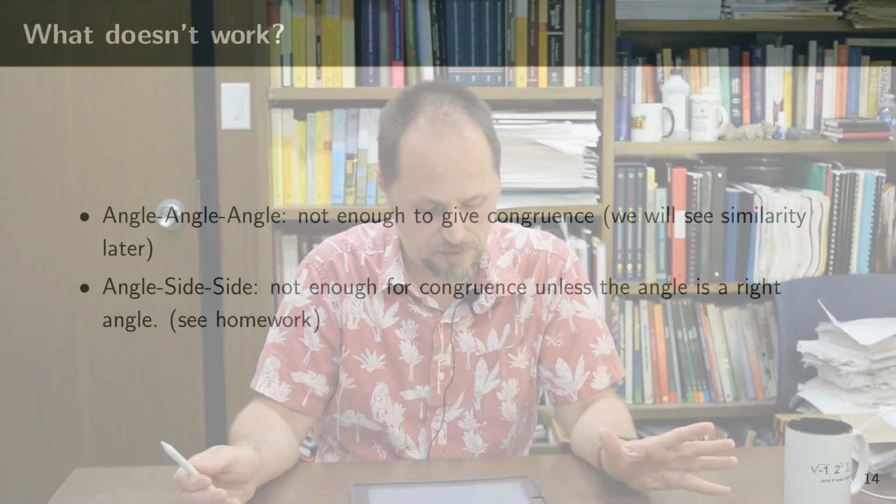So we have four congruence results. We have side-angle-side, which is actually an axiom, not a theorem. We have angle-side-angle. We have side-side-side. And we have angle-angle-side. So the question is, what about other three-letter arrangements we can make out of A's and S's? That's the pattern we're seeing. Well, there are two other possibilities: angle-angle-angle, and angle-side-side.